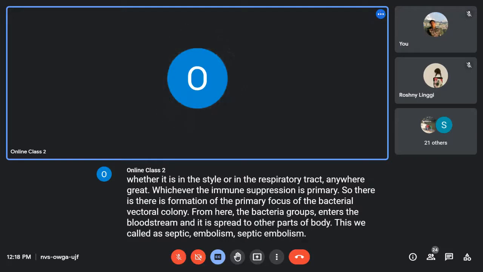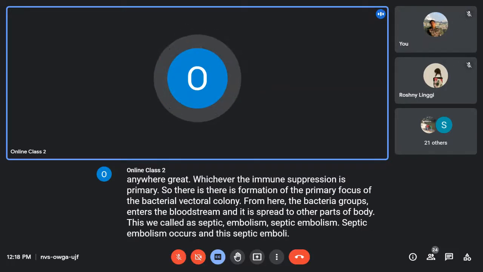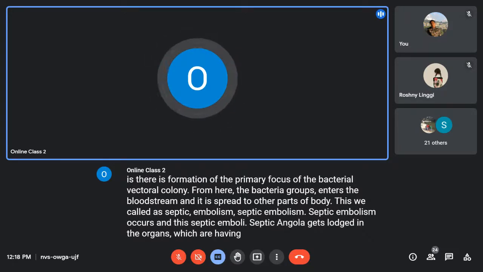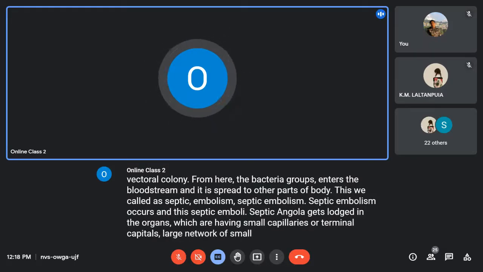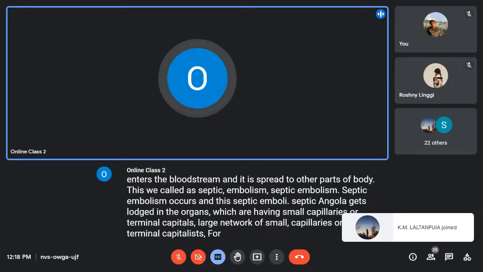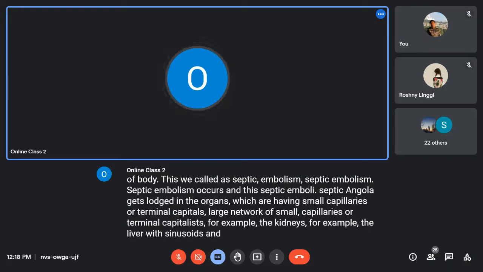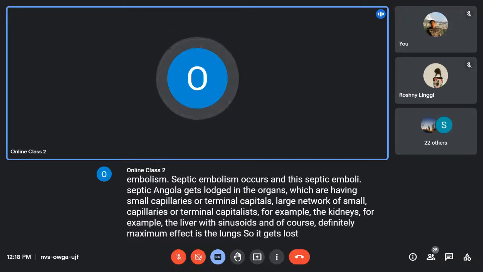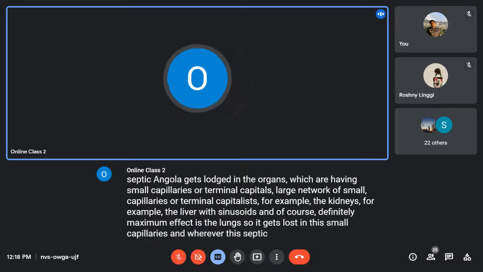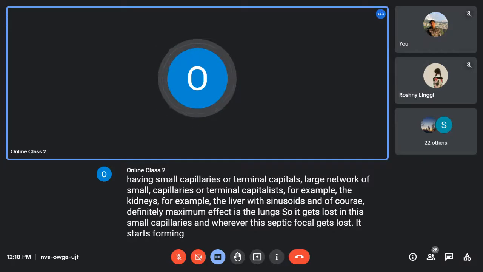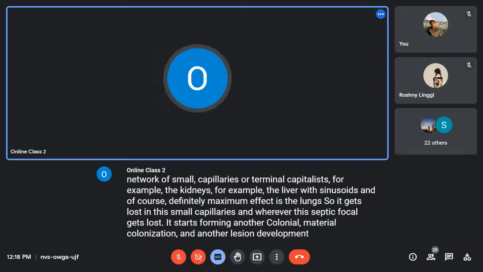Septic embolism occurs, and this septic emboli gets lodged in the organs which have small capillaries or terminal capillaries, a large network of small capillaries. For example, the kidneys. For example, the liver with sinusoids. And of course, definitely the maximum affected is the lungs. So it gets lodged in these small capillaries, and wherever this septic focus gets lodged, it starts forming another colony there. Bacterial colonization and another lesion development starts there.